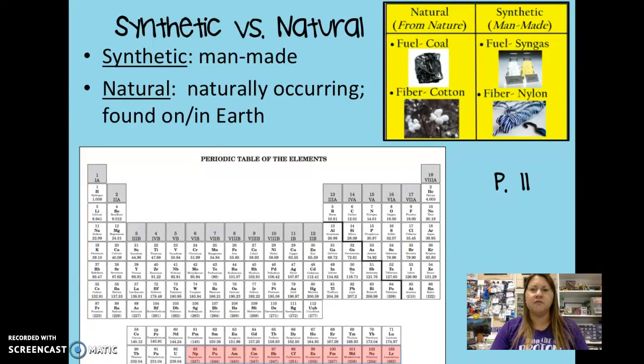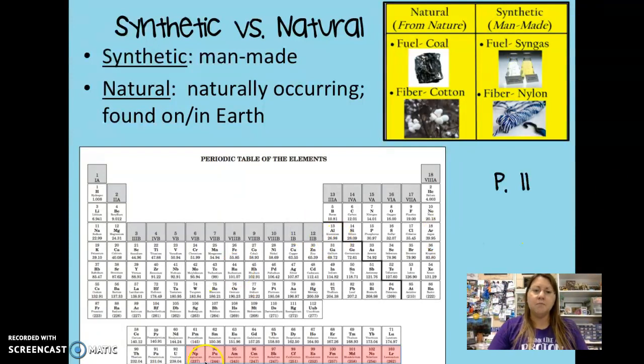So now let's look at synthetic versus natural. This is on page 11 in your lab notebook. So some isotopes can be synthetic. That means that they're going to be man-made. They're going to be created in a laboratory. So synthetic is just man-made, literally using your stems. Syn means together and the means put. So it's put together. And natural is going to be referring to something that's naturally occurring, an element that is naturally found in the earth or on the earth in some way. And I've just got a couple different examples here that you can look at, some things that are natural versus synthetic that you may be familiar with.